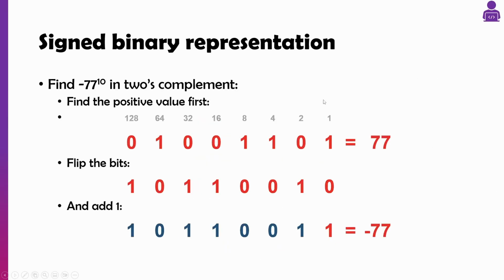So if we're going to do a question on this, you get told you need to find -77 in denary. What we do is we find the positive value first, however you want to do that. So we've got 64 plus 8 plus 4 plus 1, which gives us 77. We then flip them all, so the 1 becomes a 0, 0 becomes a 1, and so on, and add 1, which changes this very first 0 into a 1, which gives us -77.